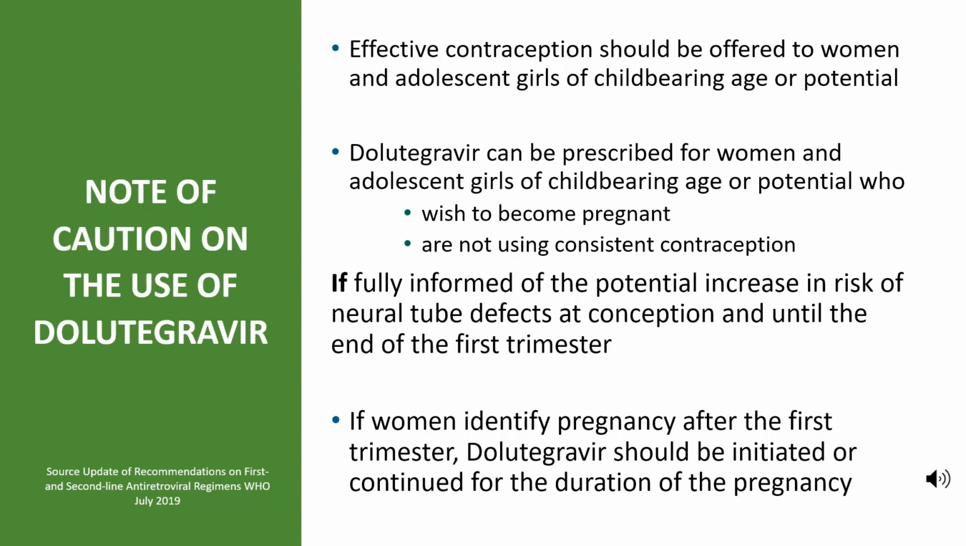Dolutegravir can be prescribed for adult women and adolescent girls of childbearing age or potential who wish to become pregnant or who are not otherwise using or accessing consistent and effective contraception, if they have been fully informed of the potential increase in the risk of neural tube defects at conception and until the end of the first trimester. If women identify pregnancy after the first trimester, dolutegravir should be initiated or continued for the duration of the pregnancy.